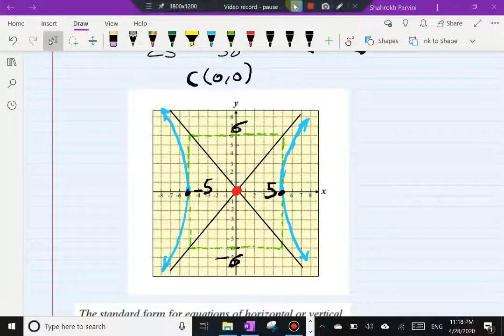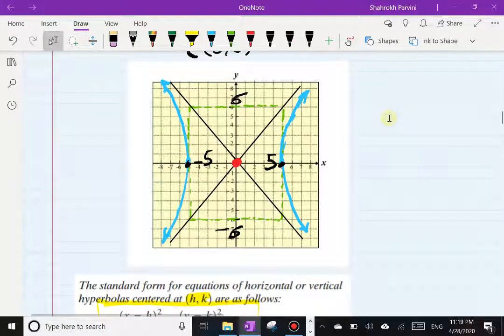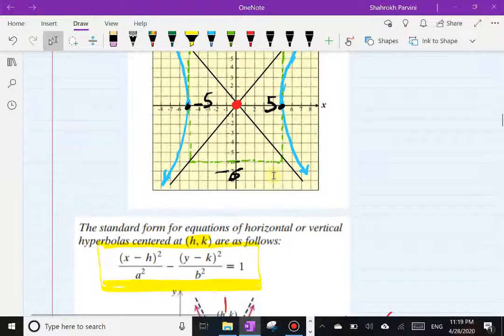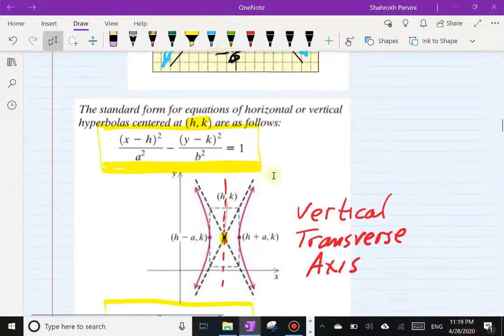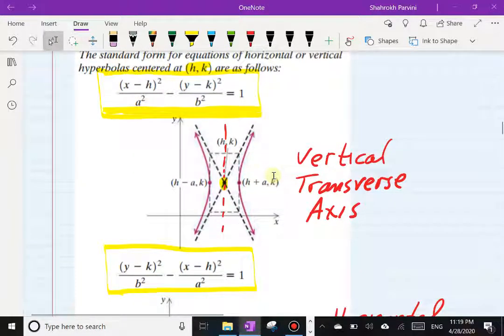Now, next, we're going to look at hyperbolas that are off the origin. Remember, everything we've looked at so far has center at 0, 0. So what if the center is not at 0, 0? So we're back to our HK form of the hyperbolas. So here is the HK form: x minus h squared over a squared minus y minus k squared over b squared equals 1.